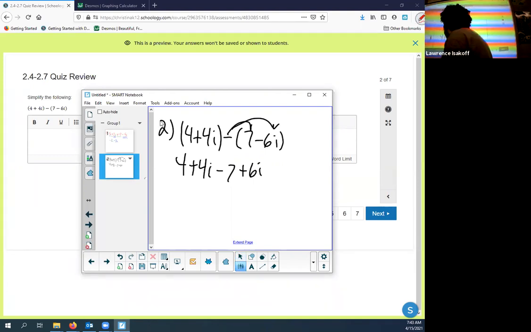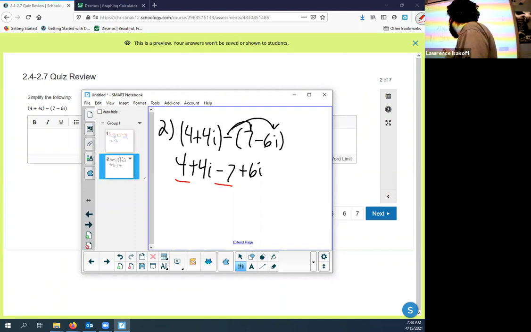Combine our like terms. Life's not too hard here. 4 minus 7, negative 3. 4i plus 6i, 10i.